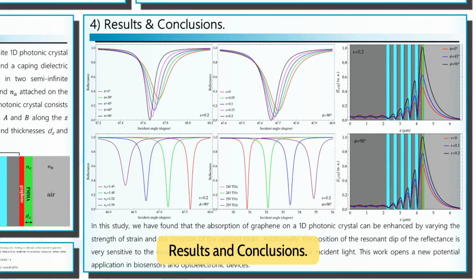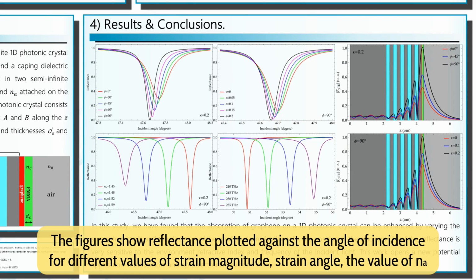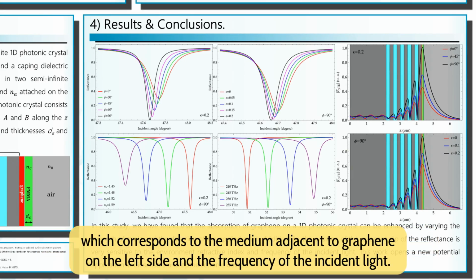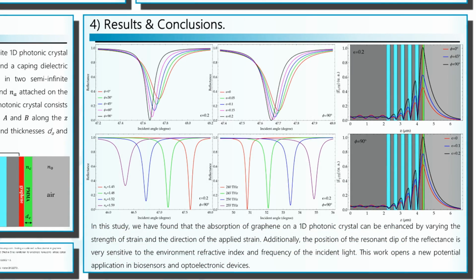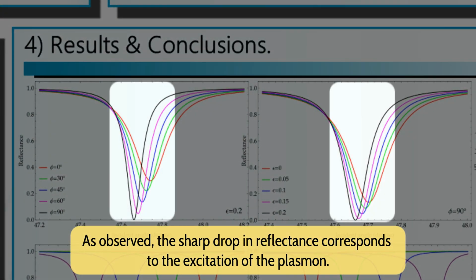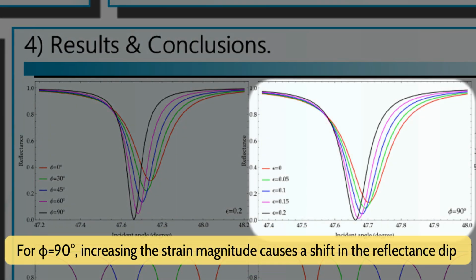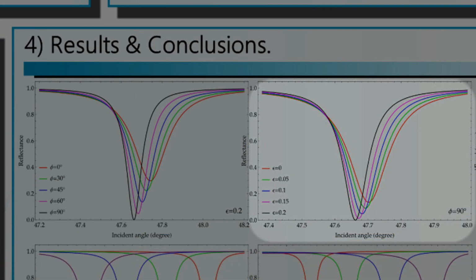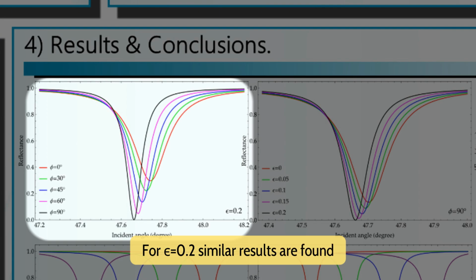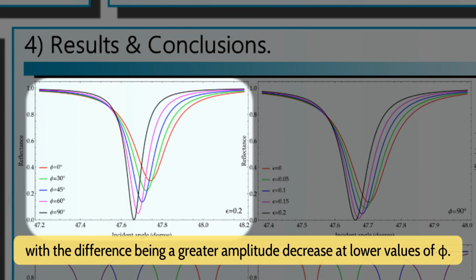Results and conclusions. The figures show reflectance plotted against the angle of incidence for different values of strain magnitude, strain angle, the value of Na, which corresponds to the medium adjacent to graphene on the left side, and the frequency of the incident light. As observed, the sharp drop in reflectance corresponds to the excitation of the plasmon. For phi equal to 90 degrees, increasing the strain magnitude causes a shift in the reflectance dip and a reduction in its amplitude. For epsilon equal to 0.2, similar results are found, with the difference being a greater amplitude decrease at lower values of phi.